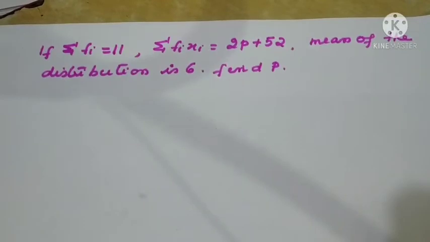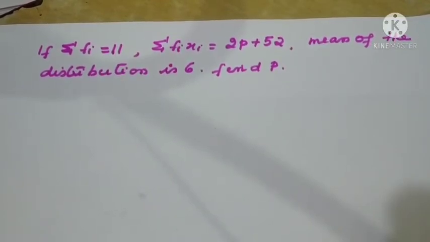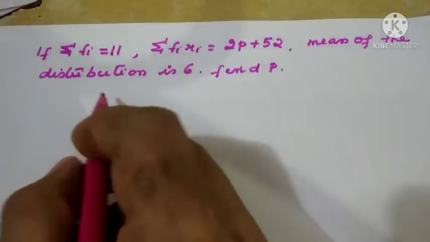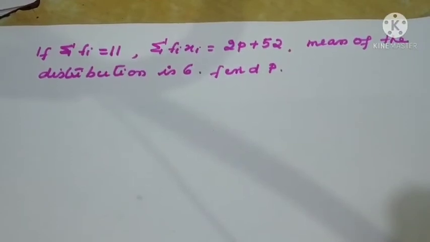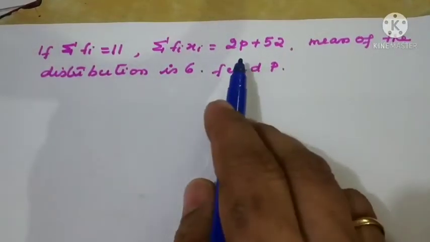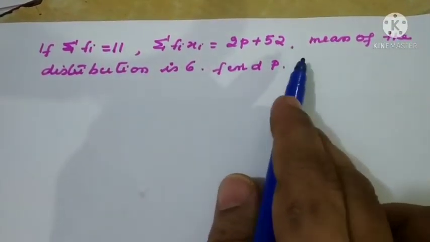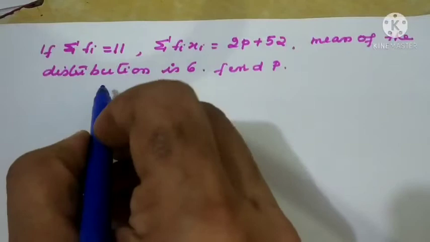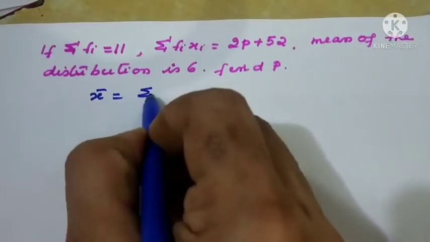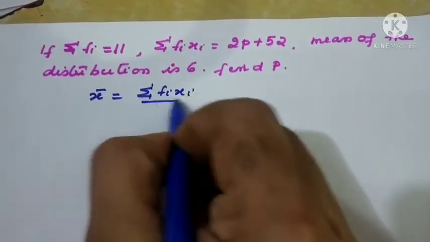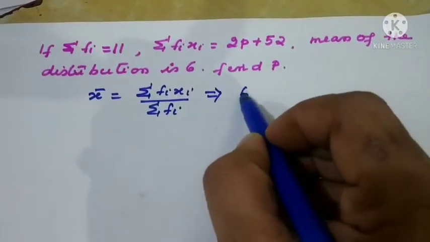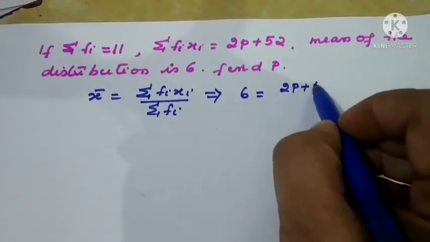If sigma fi equal to 11, sigma fi xi equal to 2p plus 52, mean of the distribution is 6, then find the value of p. So what is given in the question? Sum of the frequencies equal to 11. Sum of the product of frequency and corresponding observation is 2p plus 52, and also mean is given, that is x bar equal to 6. So we'll write the formula first. X bar equal to sigma fi xi divided by sigma fi. So we'll substitute 6 equal to (2p plus 52) by 11.